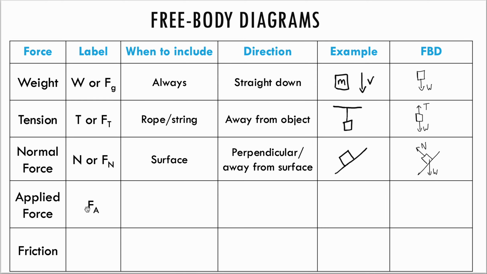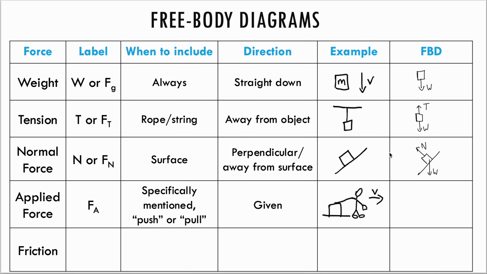Next is the applied force. We'll call it F sub A, but it can be called anything in the problem. We're going to include it when the problem specifically mentions that there's a push or pull or some kind of applied force acting on the object. The direction will usually be given. For example, let's say somebody is pulling an object at an angle here. They're moving to the right. So the force is at an angle.